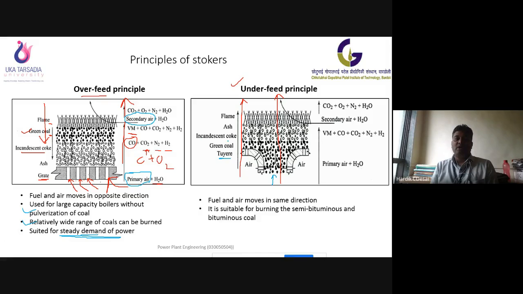So this coal, okay, so green coal at the bottom over here, see green coal at the top just below the flame. Here this green coal is at the bottom, then incandescent coke, then your ash, and this is your flame. Okay, so primary air with some moisture particle H2 will be supplied over here. Then in this distal region, you will have the volatile matter now and carbon monoxide if the combustion is not proper, and carbon dioxide, nitrogen and hydrogen.